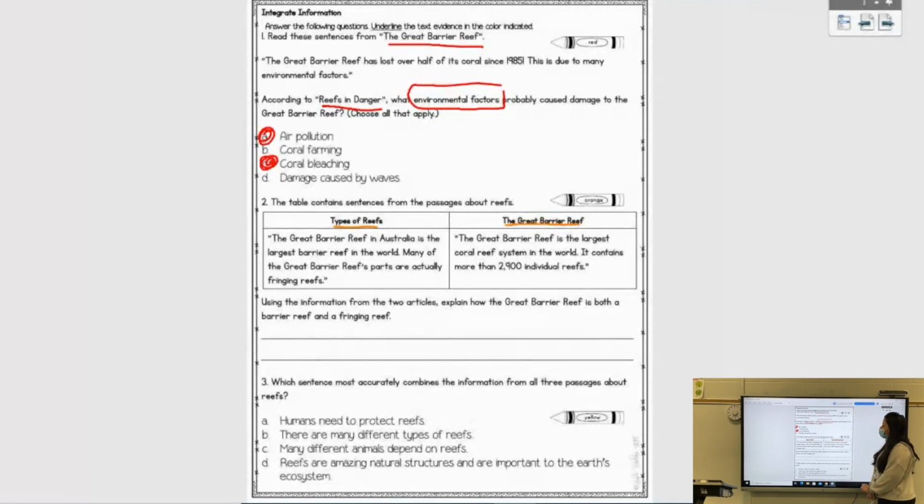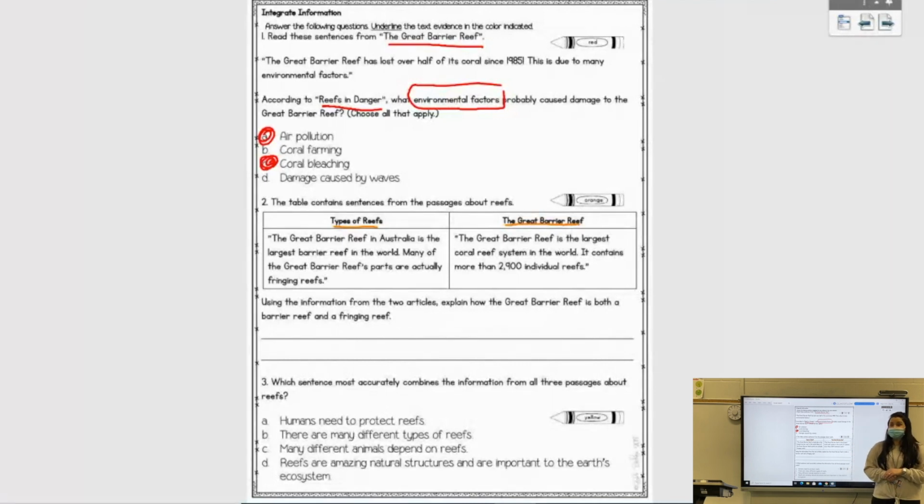Okay, now let's read the section from the Great Barrier Reef. Remember, these are two different texts that they're coming out of. The Great Barrier Reef is the largest coral reef system in the world. It contains more than 2,900 individual reefs. Using the information from the two articles, explain how the Great Barrier Reef is both a barrier reef and a fringing reef. So how is it both of them?